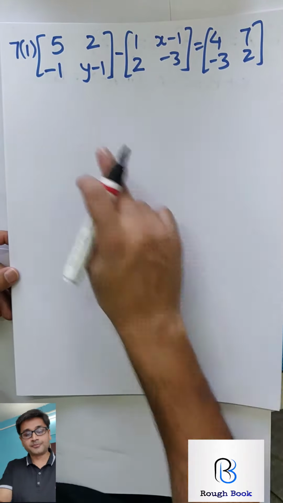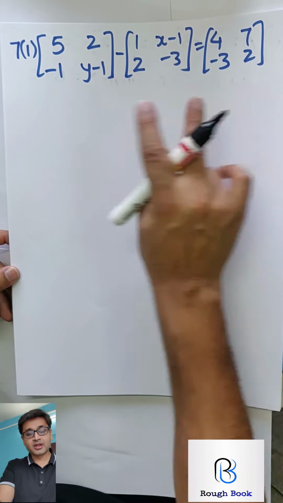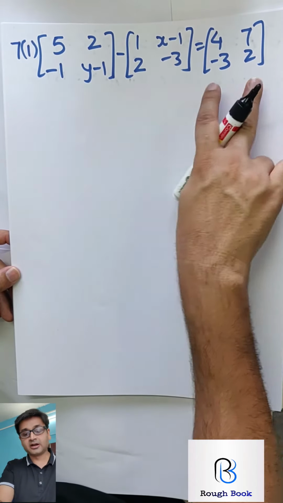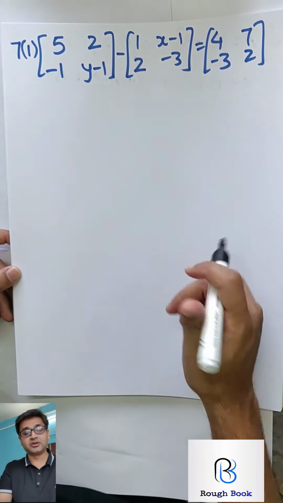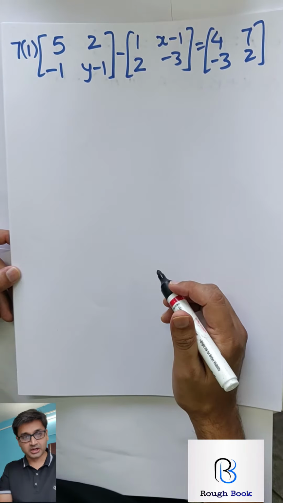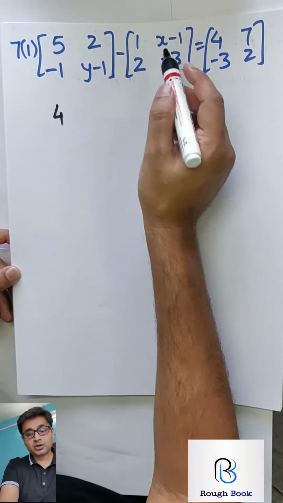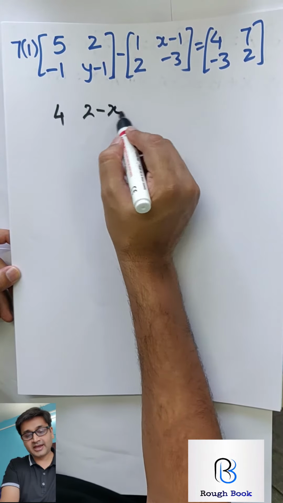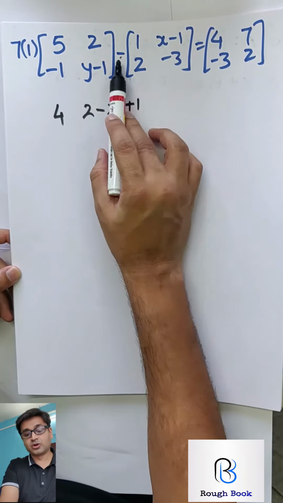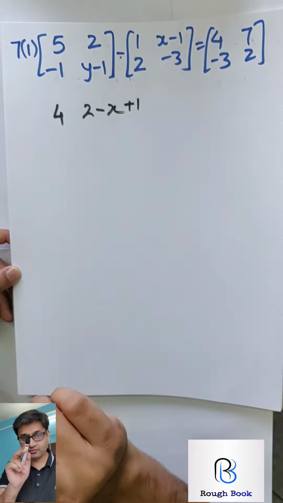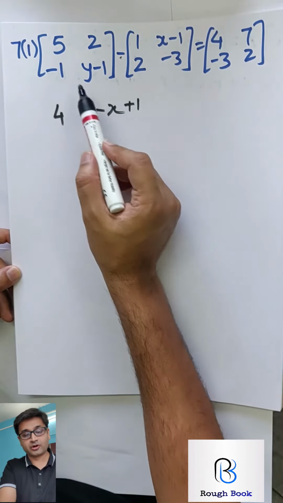Question 7 part 1. Take this entire expression, first merge these two, then compare it with this one. Automatically you will get x and y. Let's see who gets it. Come on, it's a challenge. 5 minus 1, 4. 2 minus x, and minus minus plus. Don't forget this minus minus plus. If you've gone wrong, it is here you must have gone wrong.